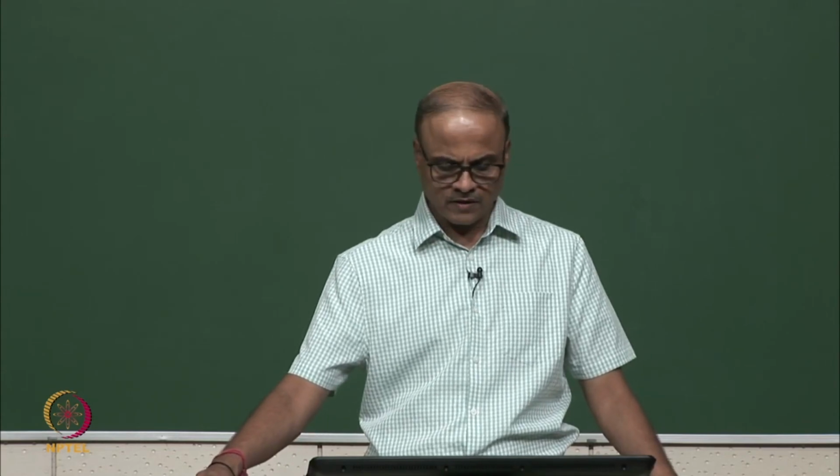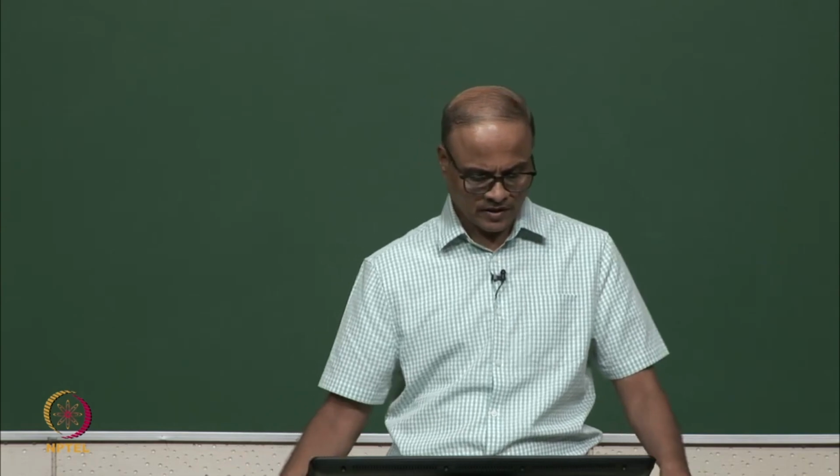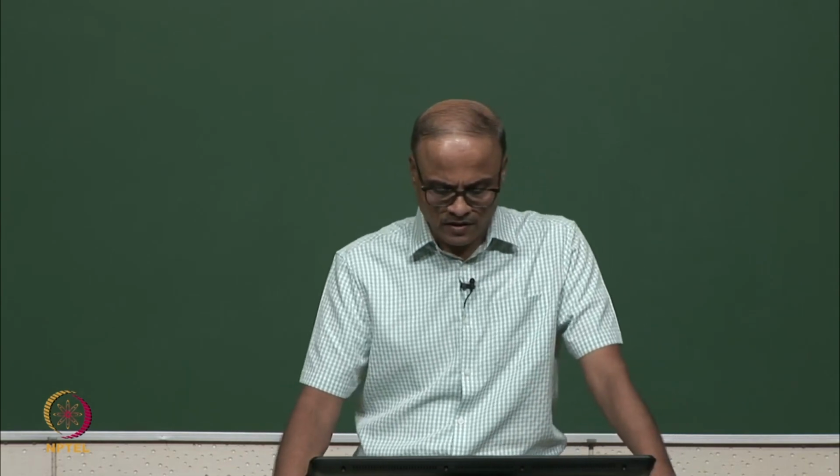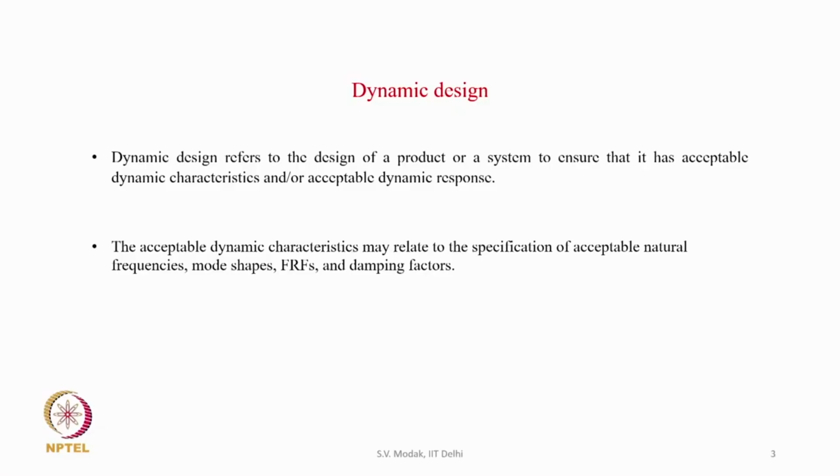Now what are acceptable dynamic characteristics and what do we mean by acceptable dynamic response? The acceptable dynamic characteristics may relate to the specification of acceptable natural frequencies, mode shapes, FRFs and damping factors. For example, there may be a requirement that there should be absence of natural frequencies in a certain band of frequency, so that resonance could be avoided. Maybe the excitation forces predominantly act in that band of frequency. So this could be one requirement.